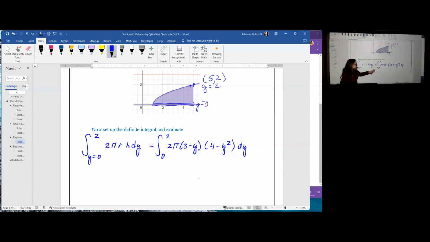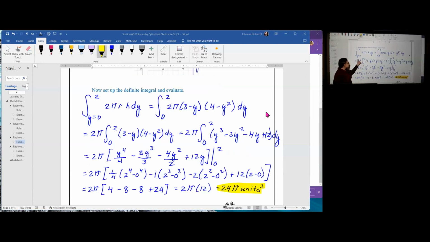Again, my recommendation is to factor out the 2 pi as a common factor and then multiply together the two binomials. Pause the video now to work it out and then turn it back on so we can compare our results. I factored out the 2 pi and then I multiplied together the two binomials, which gave me a cubic function for the integrand. And I applied the power rule for integration and substituted the upper and lower limits of integration. When I simplified, I got 24 pi cubic units.